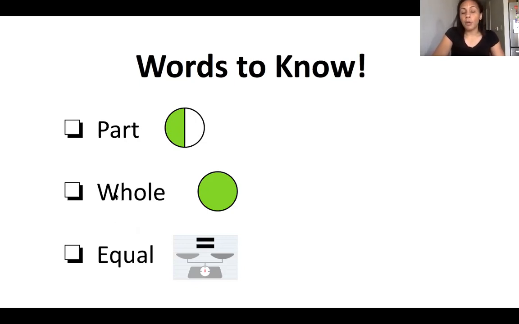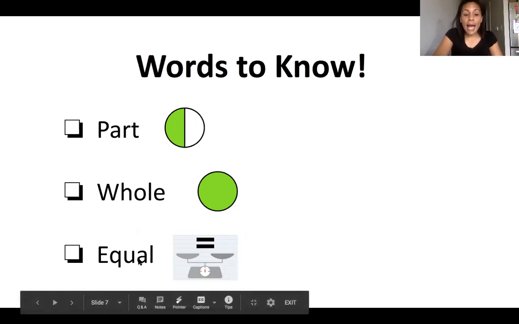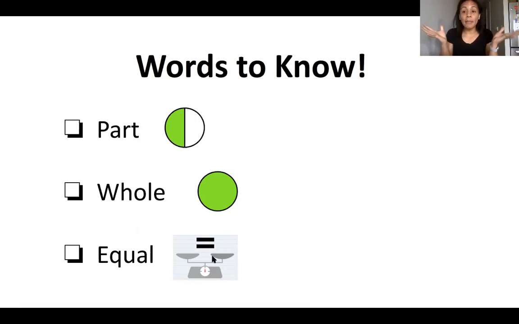Let's take a look at the next word. Our next word is whole. Can you say whole? Whole. Excellent. So this circle is the whole. We shaded in the whole circle. Very good. The last word that you're going to need to know today is the word equal. Say it with me. Equal. The word equal means they are the same. There's not one bigger or smaller than the other. They are the same. Okay?